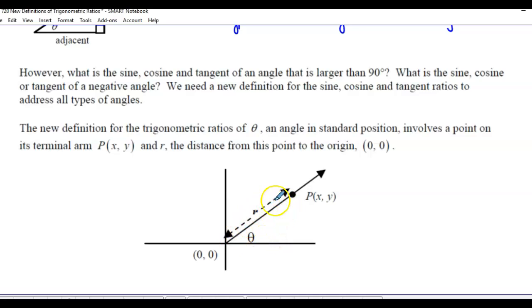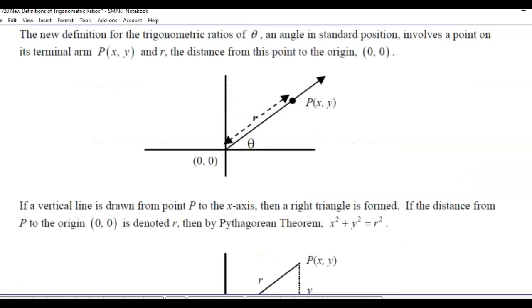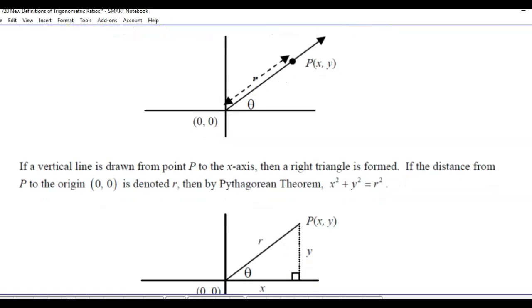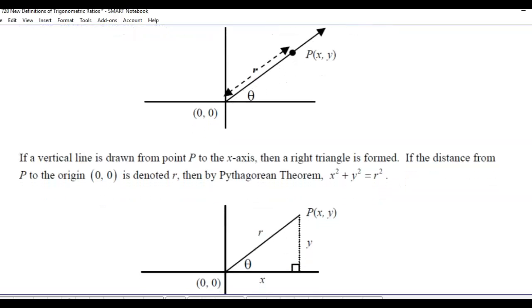the distance from this point to the origin. Okay, so this is the distance. If we were to draw a right triangle, the r would be the hypotenuse, and theta is the angle that forms with the x-axis there. If a vertical line is drawn from that point to the x-axis, then a right triangle is formed. So now it's looking like something that we do know how to do.